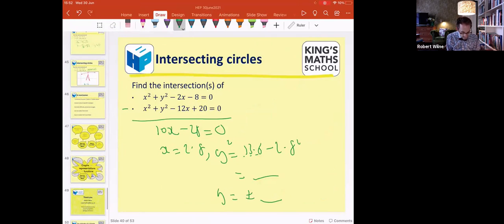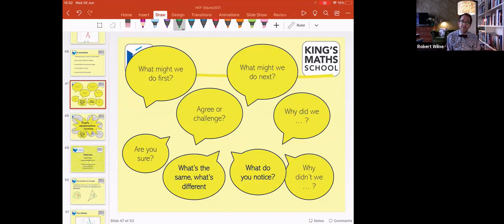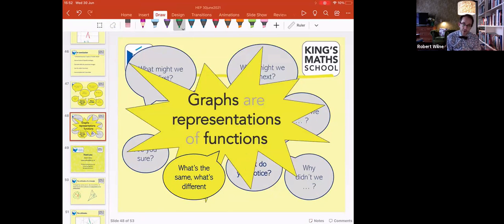So what might we do first? What might we do next? Why did we do that? Why didn't we do that? So those questions coming through again and again and again, specifically thinking about that graphs are representations of functions.